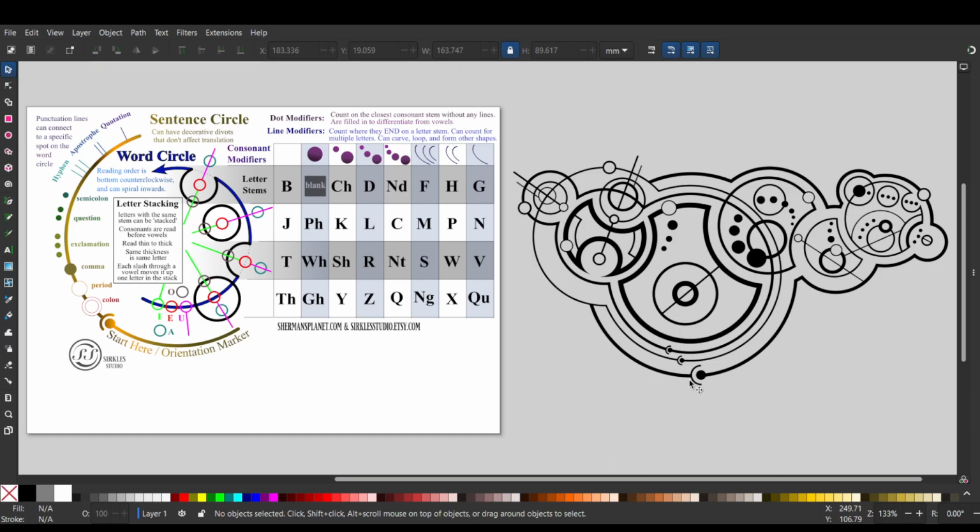And then this first sentence, you read starting at the bottom and go counterclockwise, and it can spiral inwards. So our first one here, going counterclockwise, we have this first word, and if we follow this sentence circle, it includes all of this stuff, and it ends with the period here. That's the period at the end of this first sentence, and it doesn't continue on or go to anything else, it just ends here. So that's the first sentence.